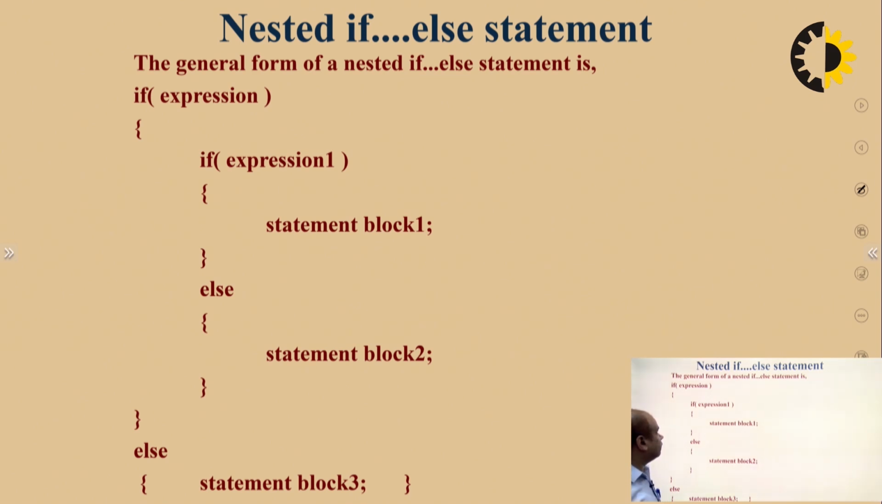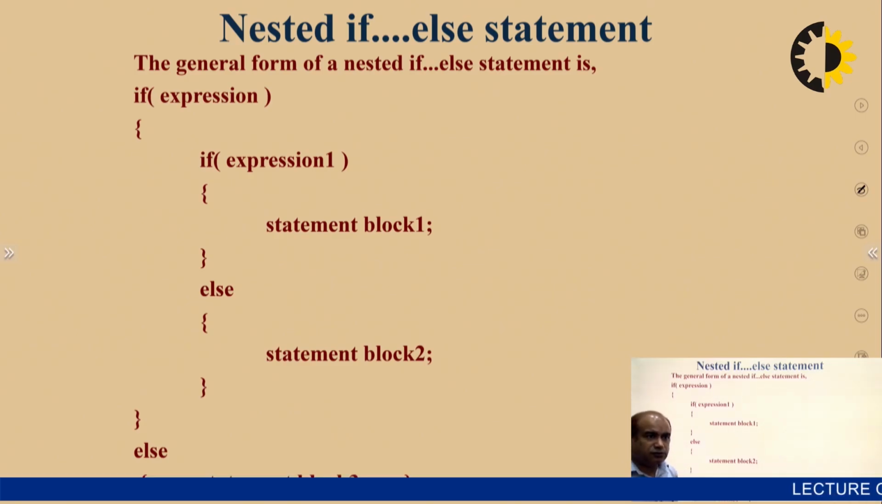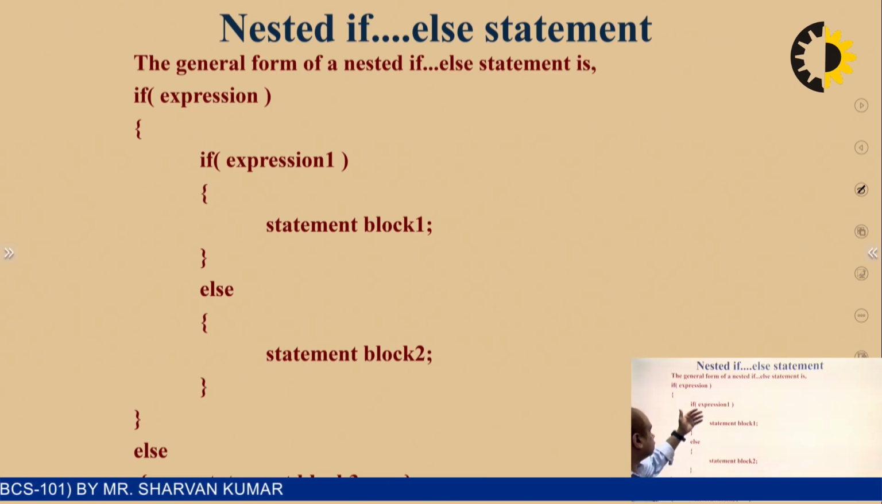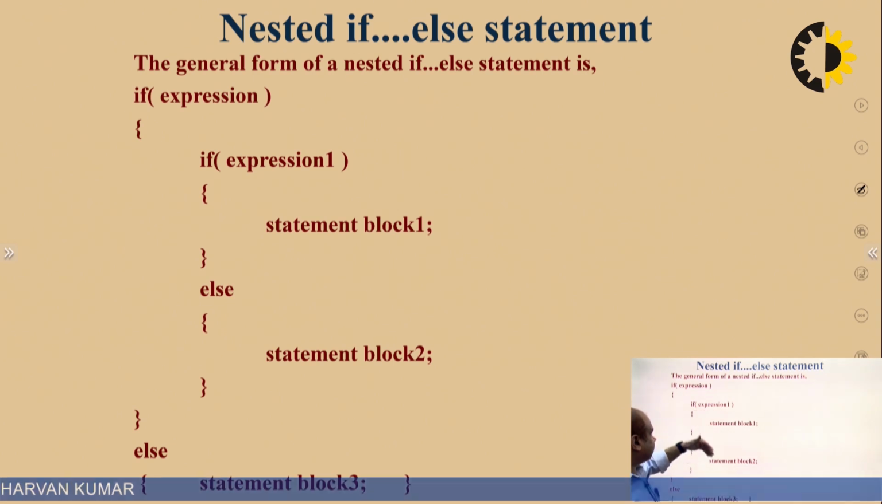The general form of the nested if-else statement is: if expression. Again, we are testing an if statement inside the if. So, the same statement is going to be executed inside the if statement, that is, the nested if statement. Once we put an if statement, we are also testing an else statement within that block. So, that is the form of the nested if-else statement.